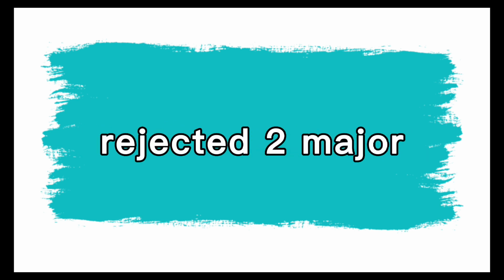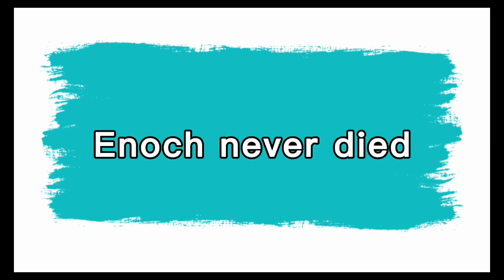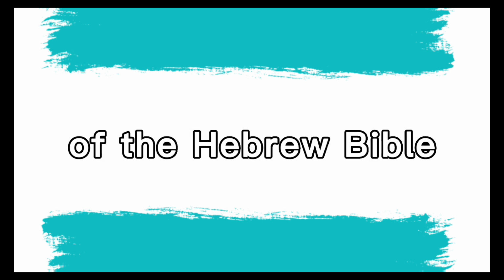Rabbinic Judaism rejected 2 major claims put forth by the Enoch spin-off literature. First, they rejected the notion that Enoch never died, and the idea that rebellious angels came to earth at the time of the flood. Because of this, Enoch doesn't formally appear in the canonical books of the Hebrew Bible.